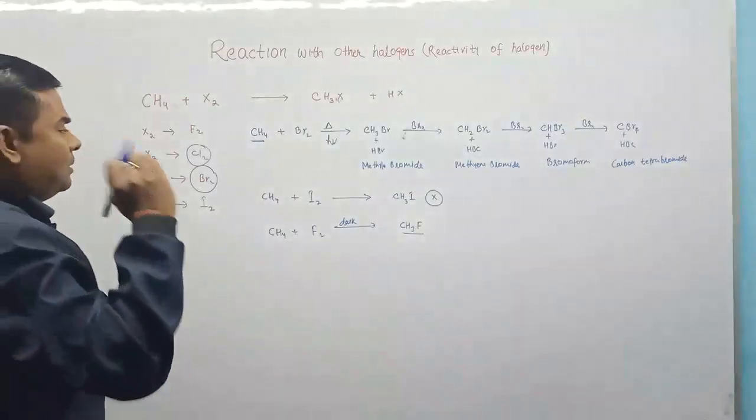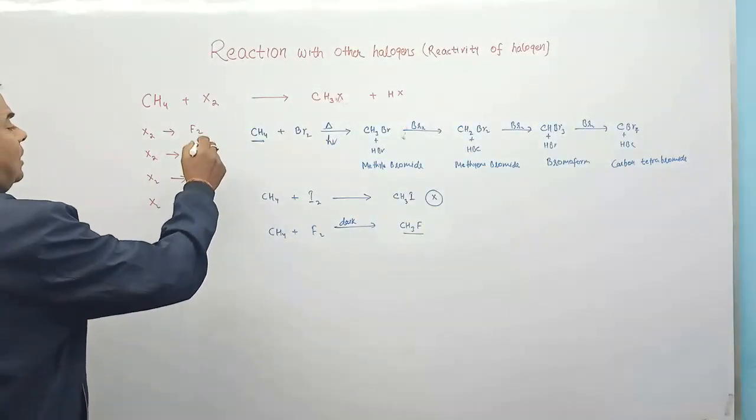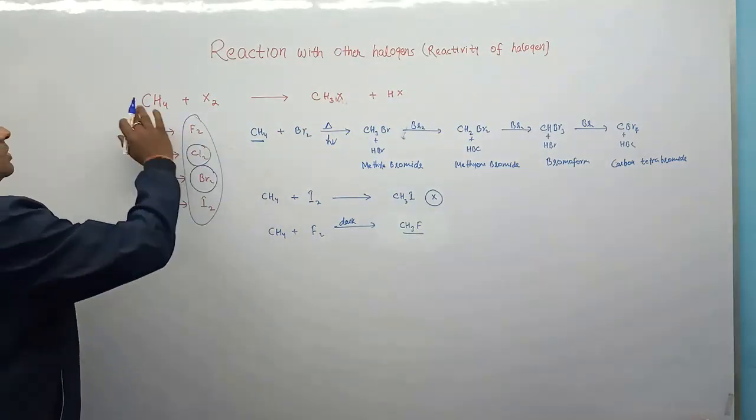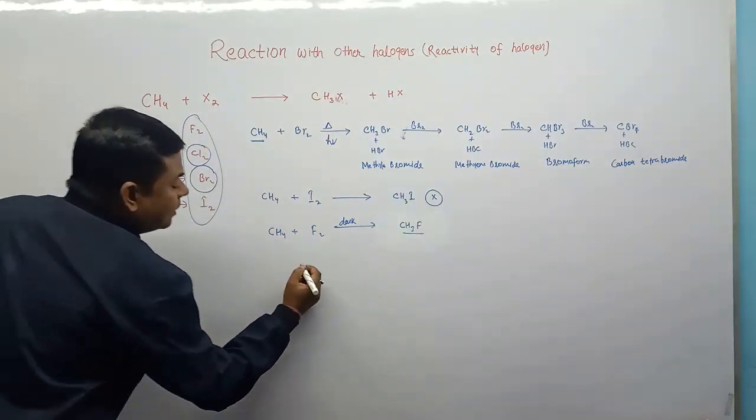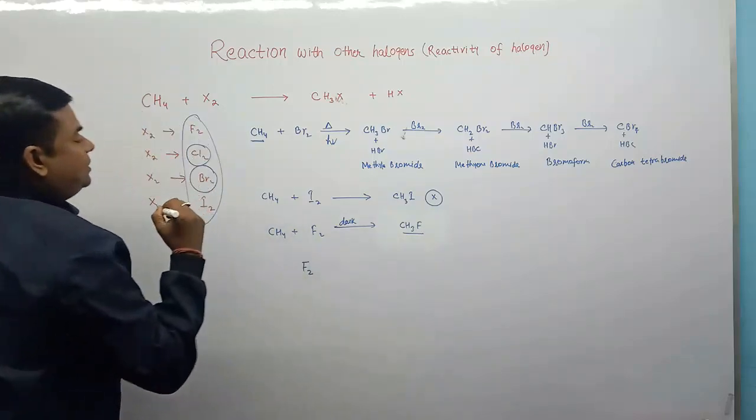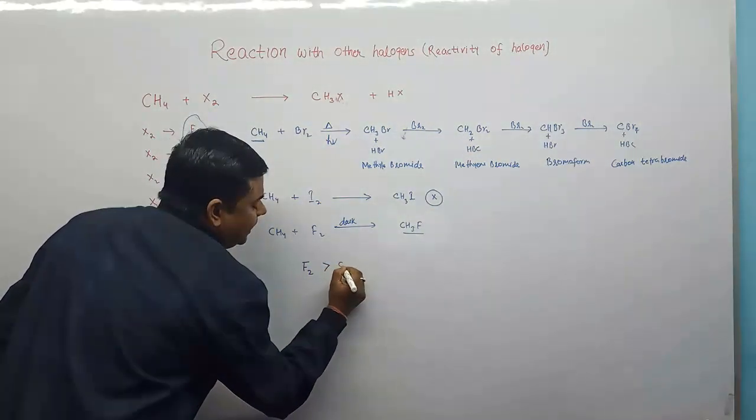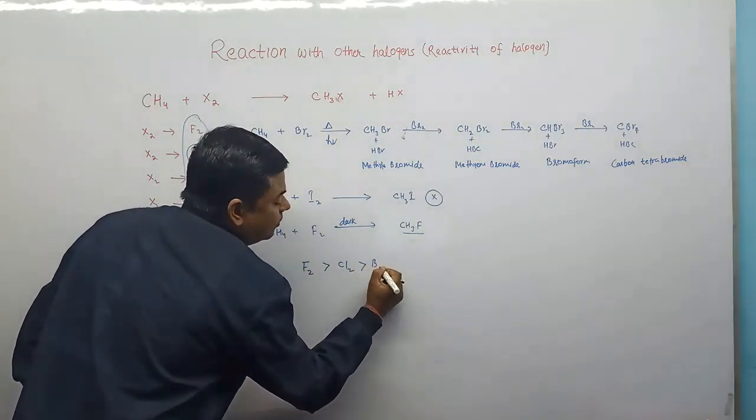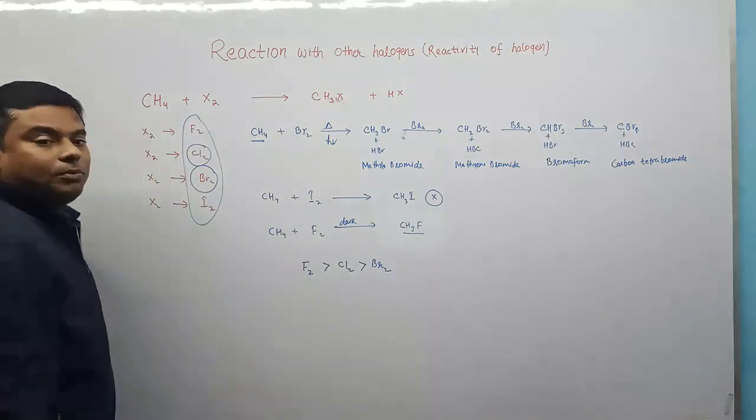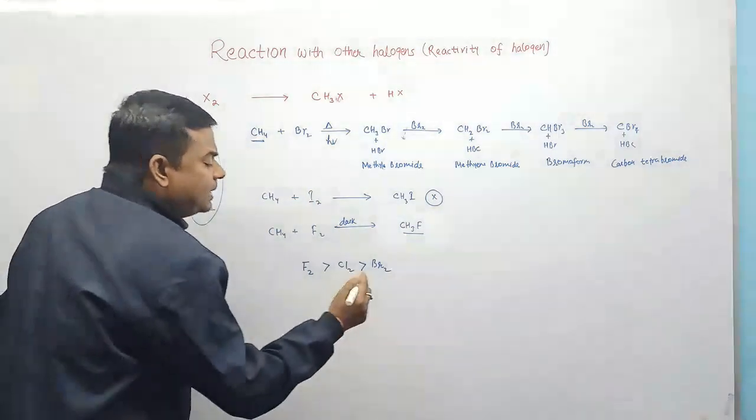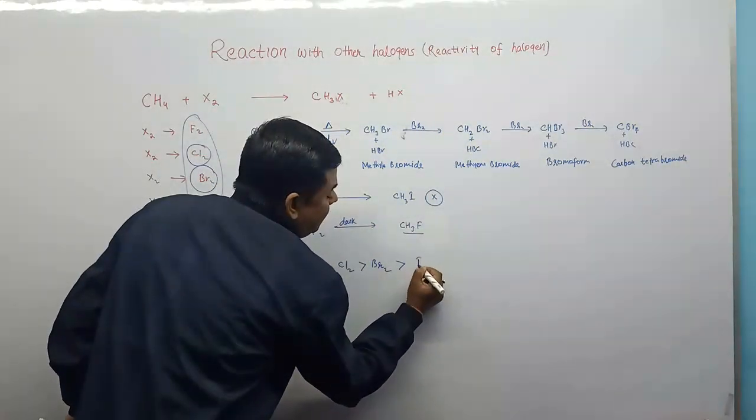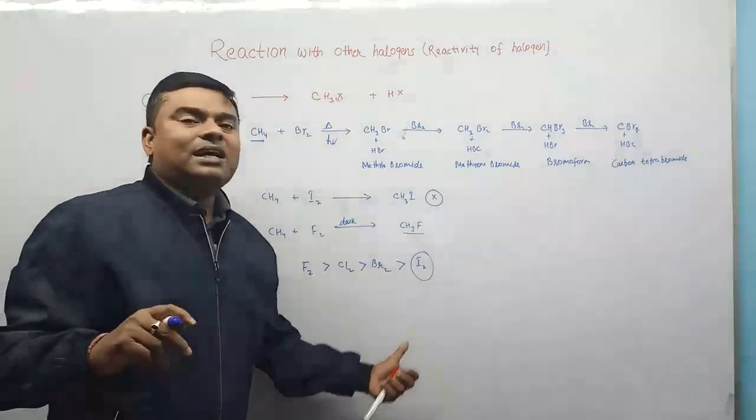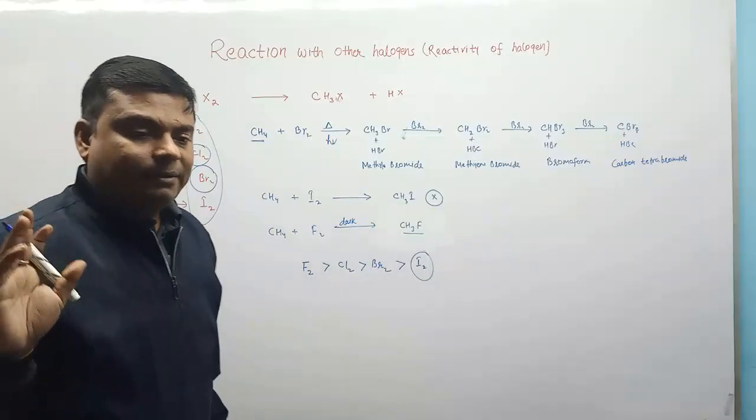For the present situation, we can write the order of reactivity of these reagents toward methane. So we can say here fluorine is more reactive as compared to chlorine, and chlorine is more reactive as compared to bromine, right? And bromine is more reactive as compared to iodine. However, with iodine, the reaction practically does not take place.